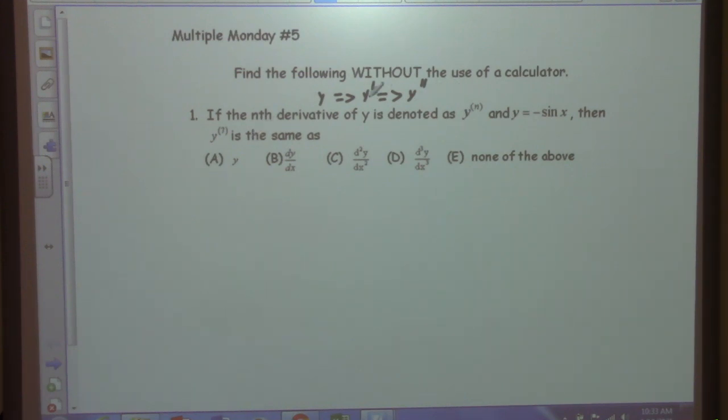So what it would be is y to the 7th here, right? Like 7 of these things here. So that'd be the nth derivative, so it'd be the 7th derivative of this. So what is that going to be?